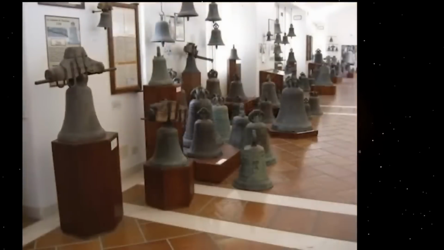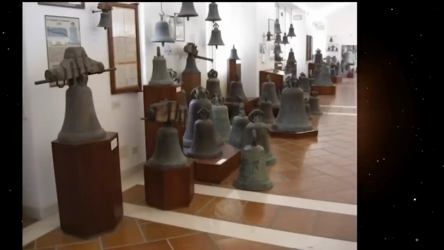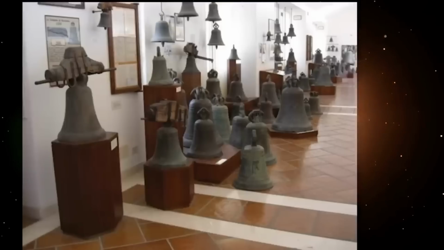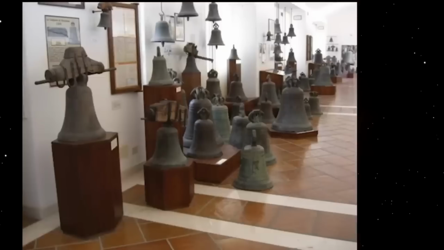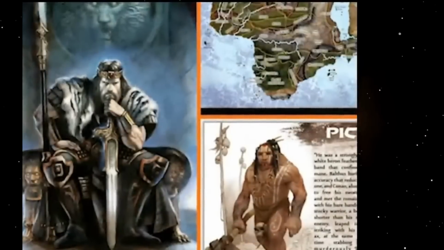Now, there are numerous changes made to Howard's original characters, and of course, if you go to the city in Italy to this day that Aquilonia was inspired by, one of the kingdoms in Hyboria, you'll see that they have a nice collection of bells there. And that's just another little odd coincidence when we consider the power of bells and what they could be representing in our many previous civilizations.